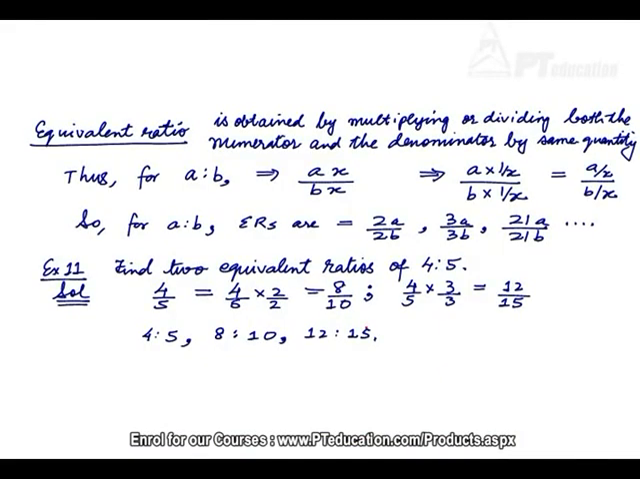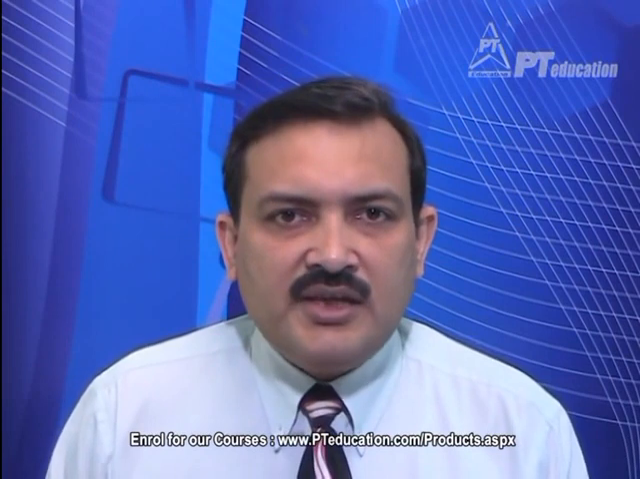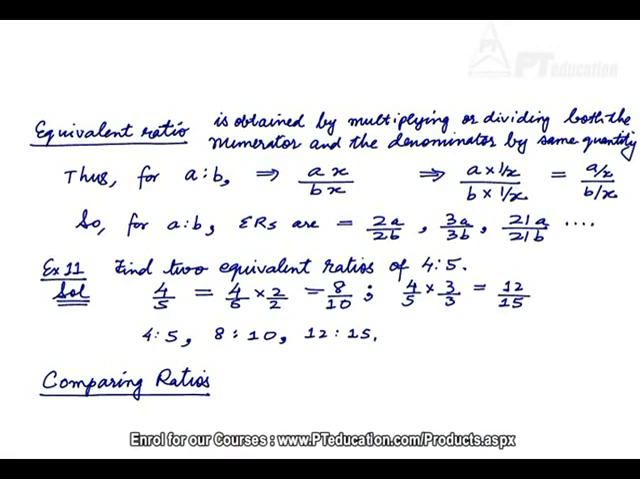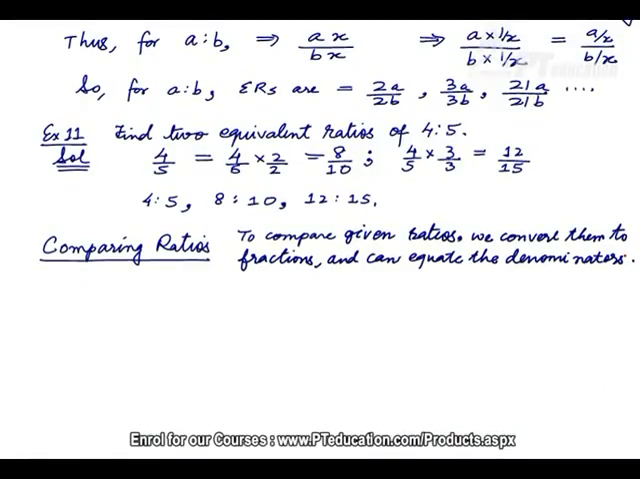Let us solve example 11. Here is the solution in the notepad. 4 by 5 is 4 by 5 into 2 by 2, which is 8 by 10. So that's one equivalent ratio. Similarly, if we multiply by 3 by 3, 12 by 15. Thus, 4 by 5, 8 is to 10, 12 is to 15 are all equivalent ratios. Now let us see how can we compare ratios. Comparing ratios. To compare given ratios, we convert them to fractions and then we can equate the denominators.